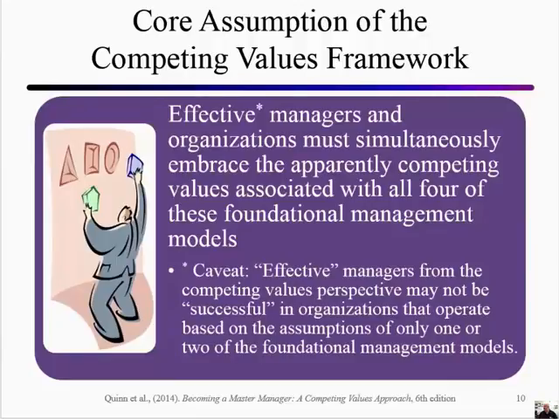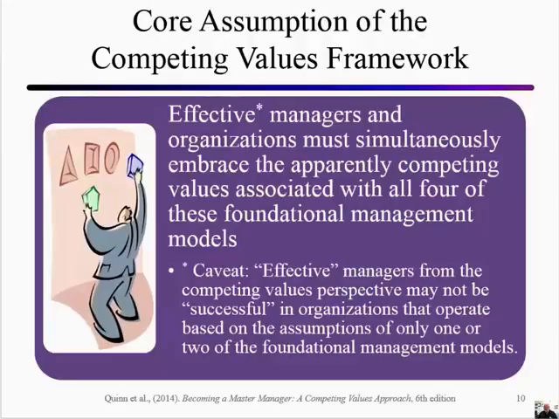Alright, so there are dimensions underlying the competing values framework. If you imagine a vertical line travelling up through the circle, you're going to see that there's more flexibility at the top of the circle than at the bottom of the circle. There's more control at the bottom of the circle with the two models that are lower down. They're going to have more of a focus on control.